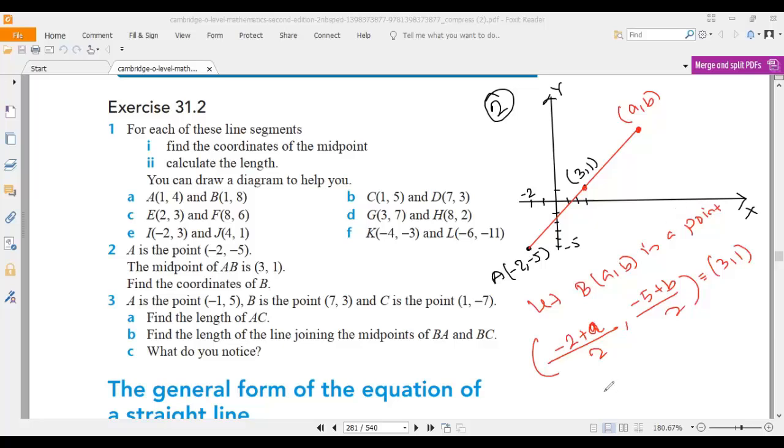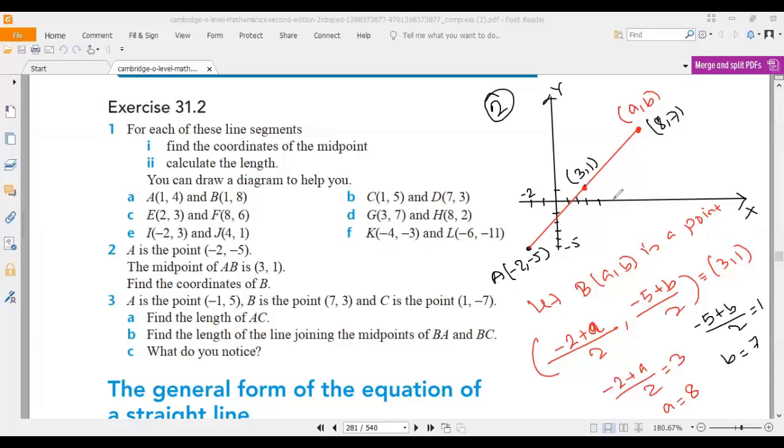So here we can say (-2 + A)/2 will be 3. Then what will be the value of A? 3 times 2 is 6, plus 2, 8. Very simple, you can easily find out. And (-5 + B)/2 will be 1. Then what will be the value of B? 2 plus 5 is 7. So here AB will be (8, 7).